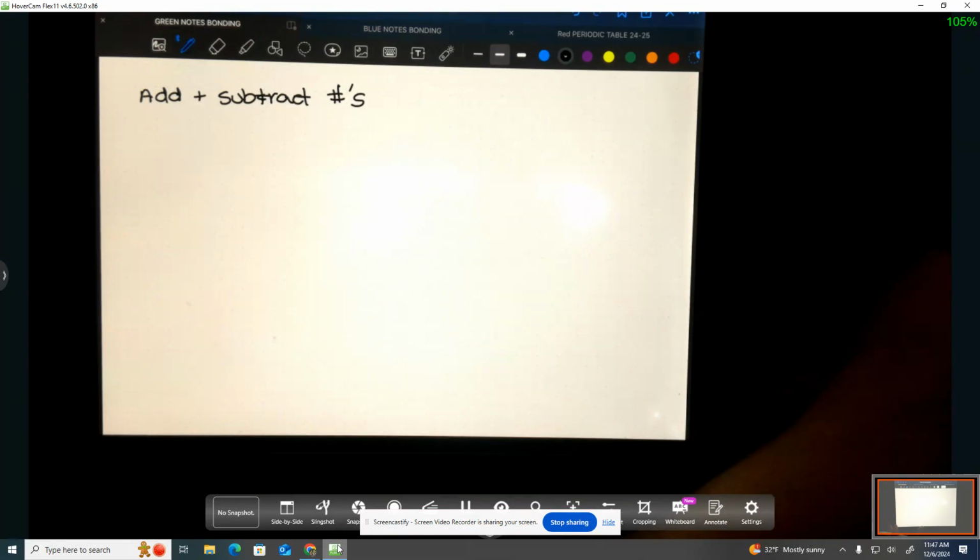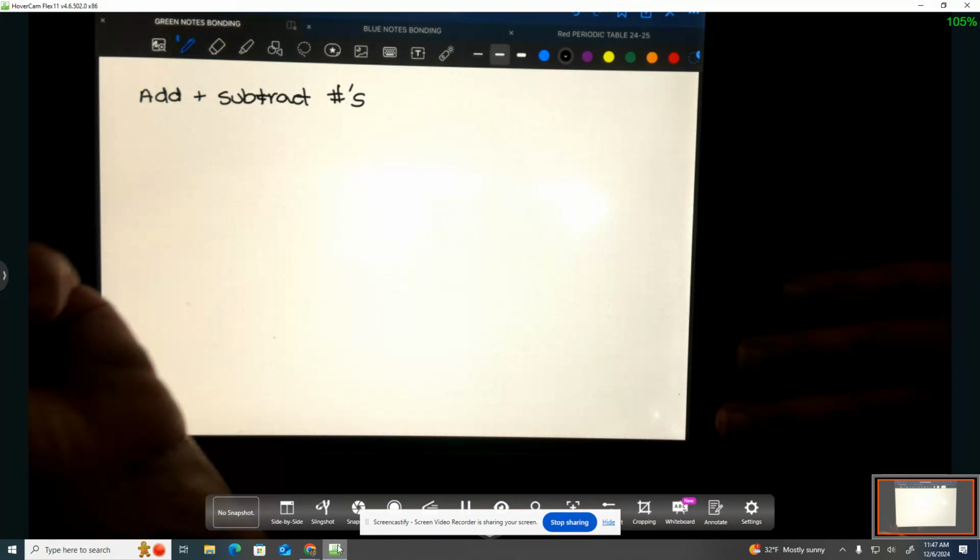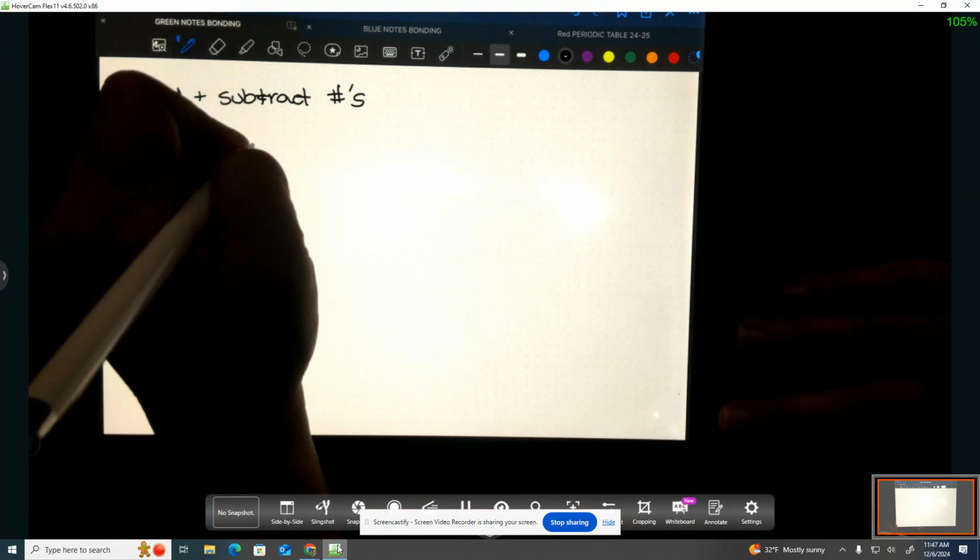These are the rounding rules now. Okay? There's two more: add and subtract, and multiply and divide. So if we add and subtract two numbers, we have to know what to round them to. So give me some numbers.